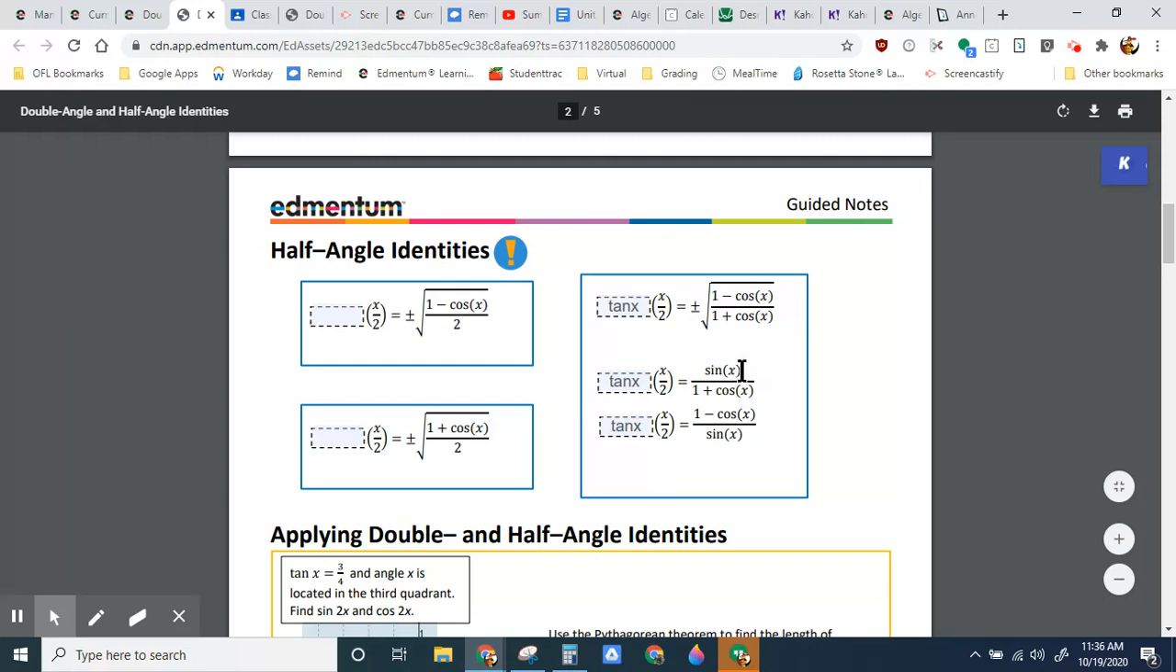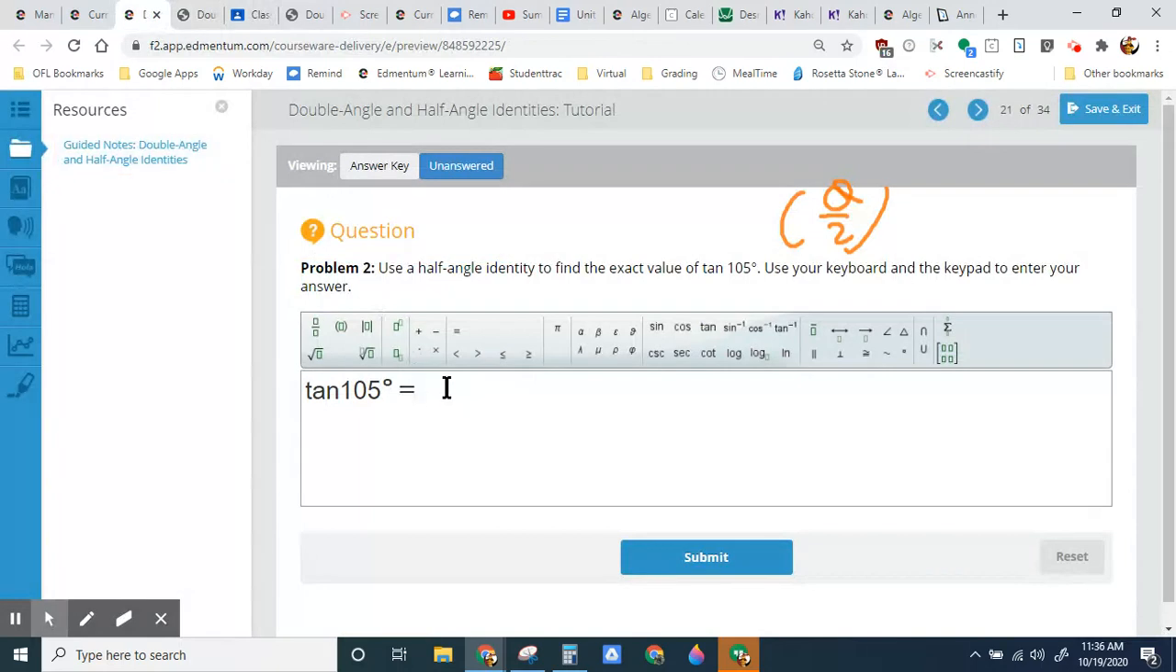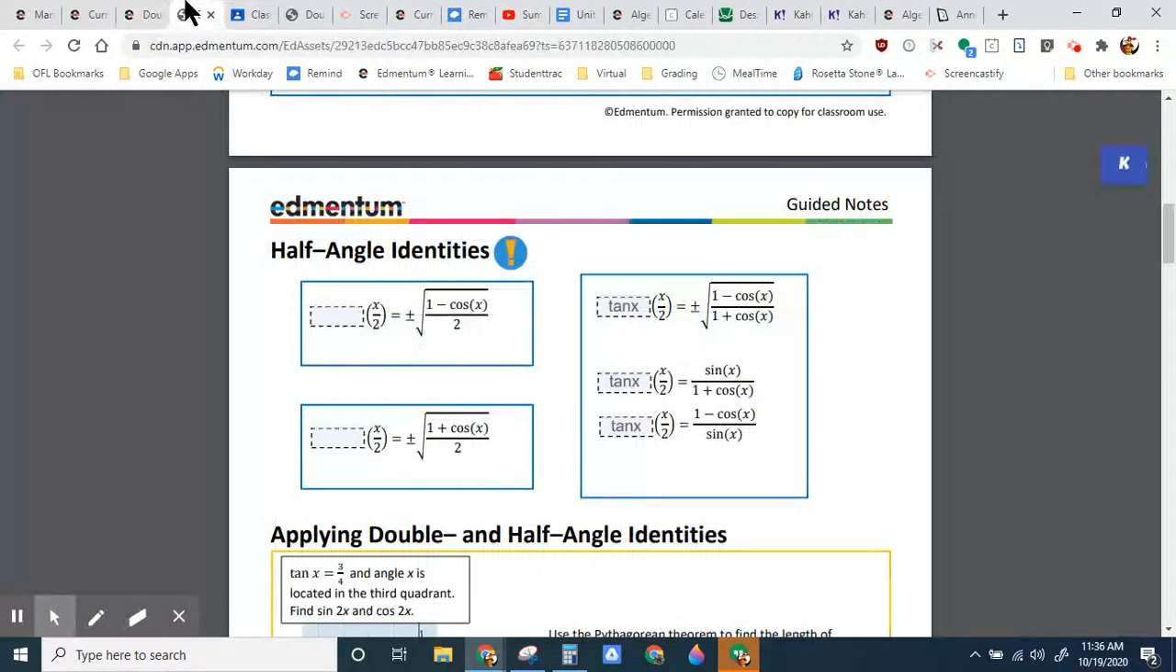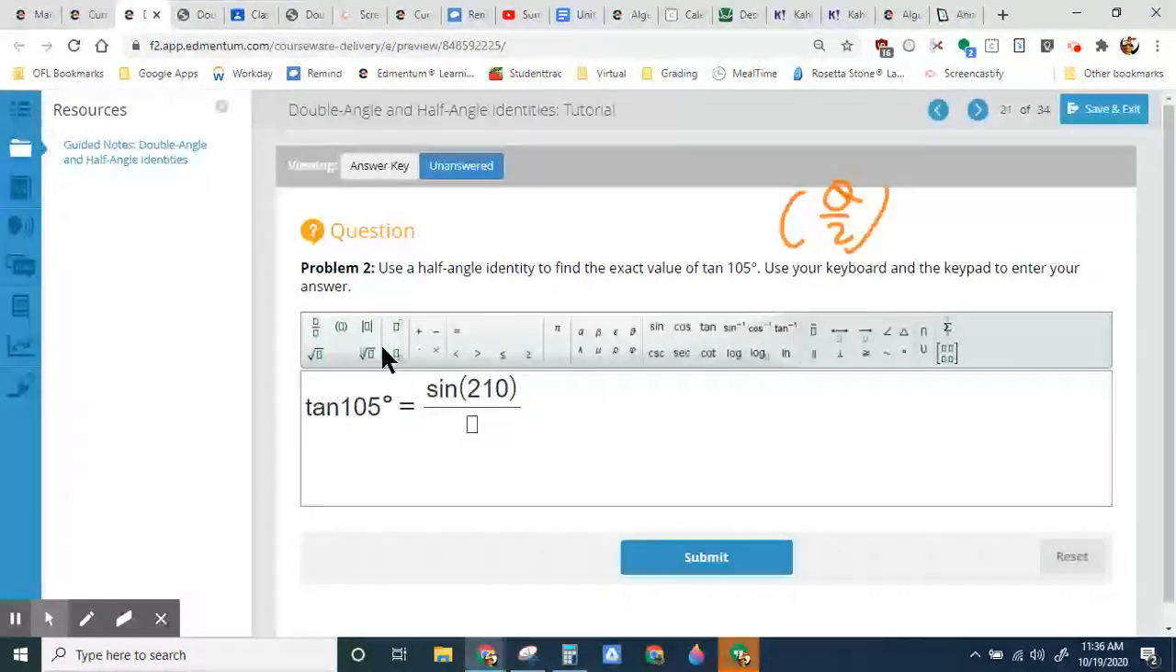All right, so you can even use the guided notes, which in this case I would, because the sheet I gave you guys apparently isn't as good. So I'm going to do the sine of 30 of x. So if we double 105, that's 210. So sine of 210, make that into a fraction. And I do 1 plus cosine of 210. Close my parentheses.